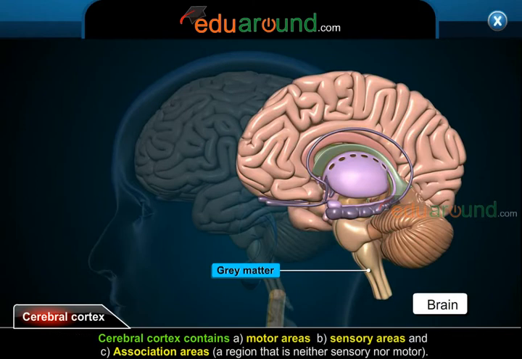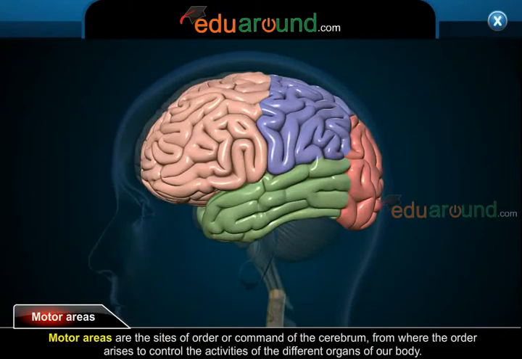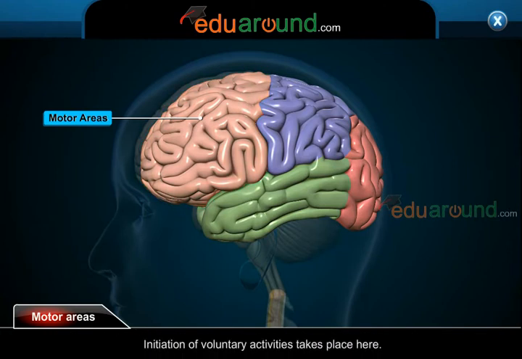Cerebral cortex contains A. Motor areas, B. Sensory areas, and C. Association areas, a region that is neither sensory nor motor. A. Motor areas. Motor areas are the sites of order or command of the cerebrum, from where the order arises to control the activities of the different organs of our body. Initiation of voluntary activities takes place here.